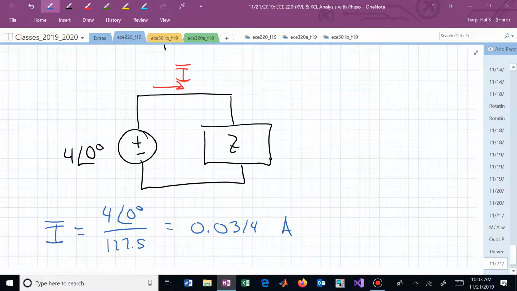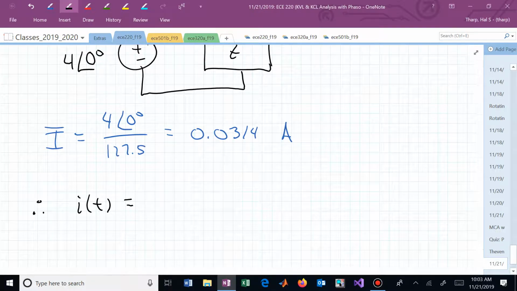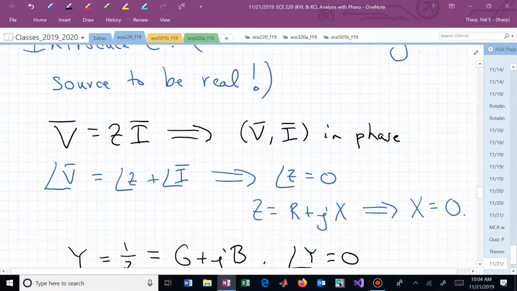But where are we going with this? Besides, we're in the frequency domain. We want to go back into the time domain. What is the current I that the power company is having to supply to us now that we've attached that capacitor across our motor's terminals? What's little i of t in the time domain? What's its magnitude?